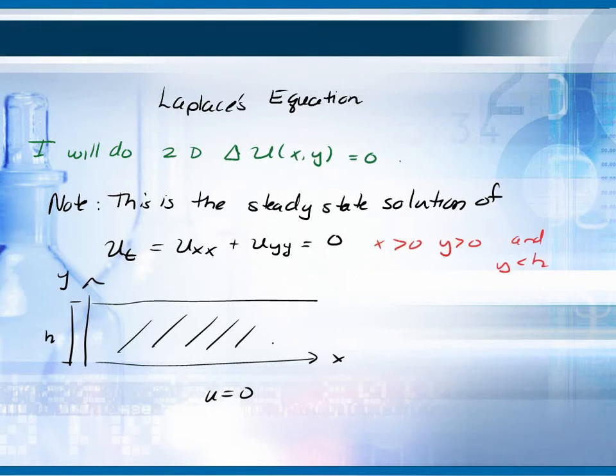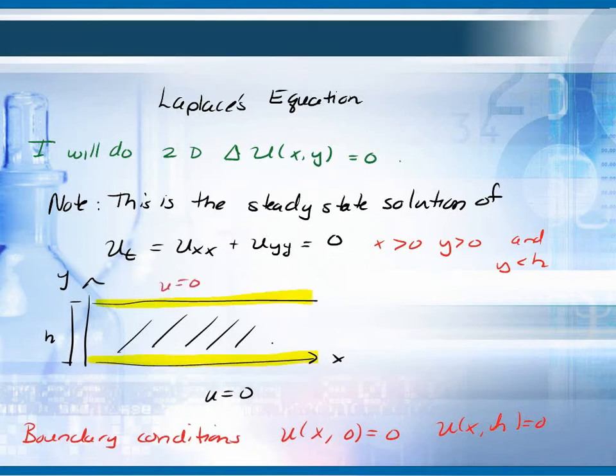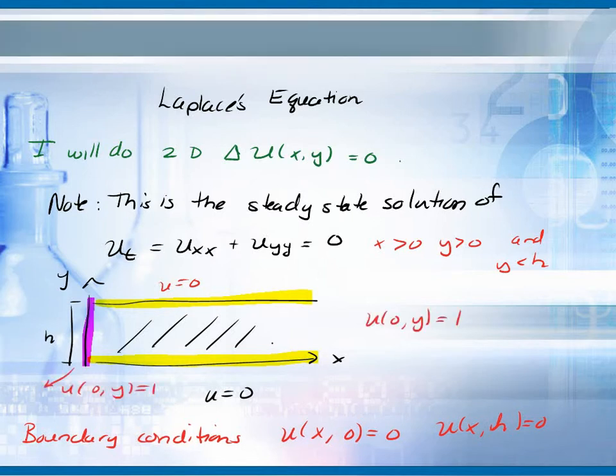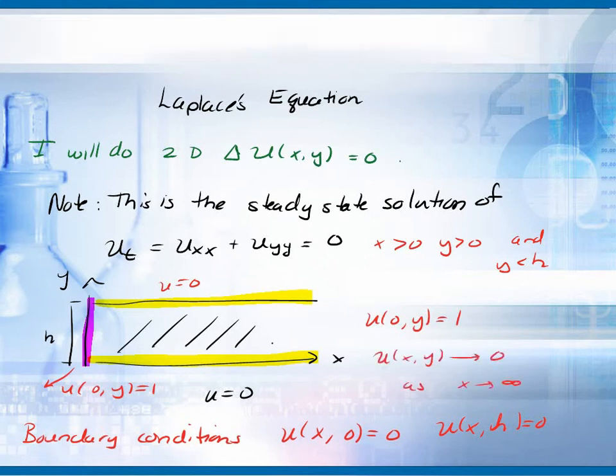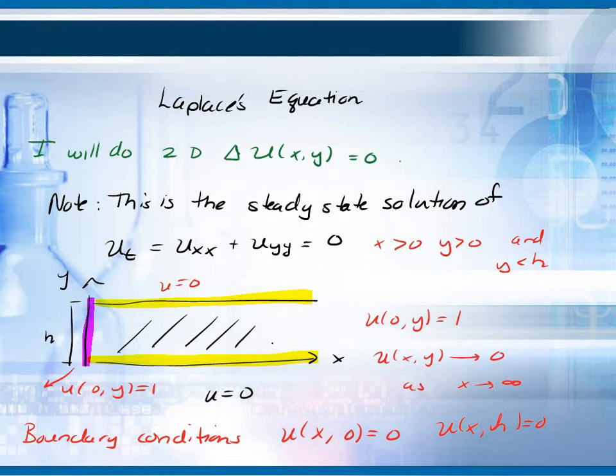x and y are greater than 0, so I'm thinking on the top quadrant, and y is smaller than h, that's where the equation's defined. There's boundary conditions. I'm going to assume that u of x,0 is 0, and u of x,h is 0. So those are these two pieces right here. So on the boundaries, the temperature is defined to be 0. Over here, I'm going to assume that u of 0,y is equal to 1. And the other boundary condition is as x goes to infinity, I'm going to assume u of x,y goes to 0. So these are all a set of boundary conditions that are imposed.